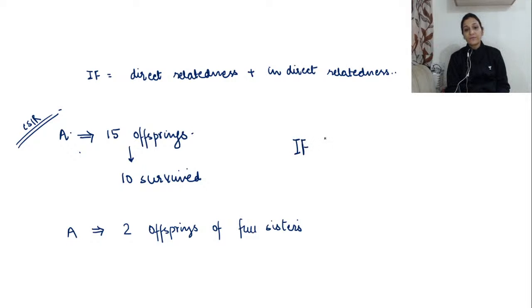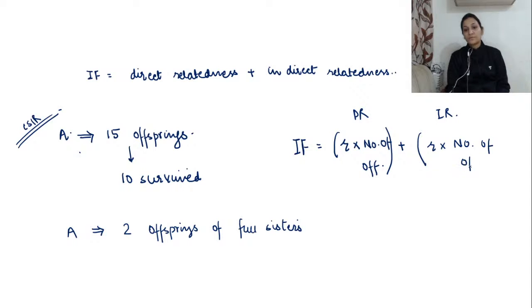So IF is equal to R into number of offsprings plus, so direct relatedness and indirect relatedness. So here it will be R into number of offsprings which actually survive, right? So R for the direct offspring is 0.5. The number of individuals which survived is 10, plus R for the offsprings of full sisters is 0.25.